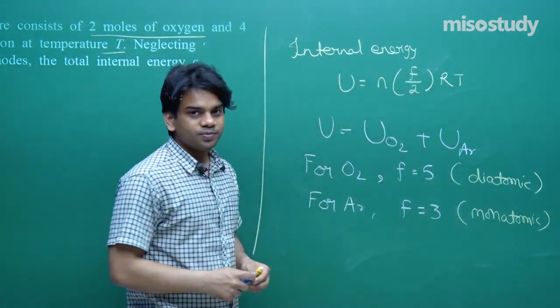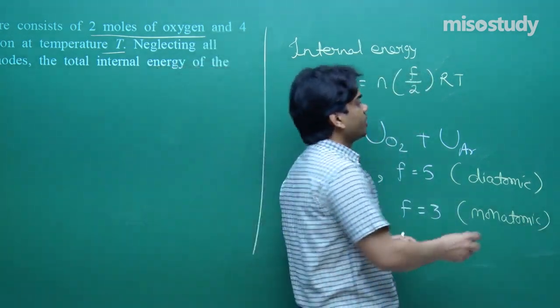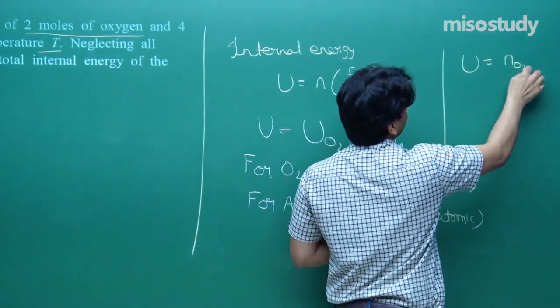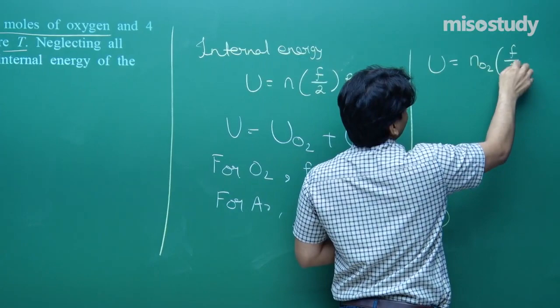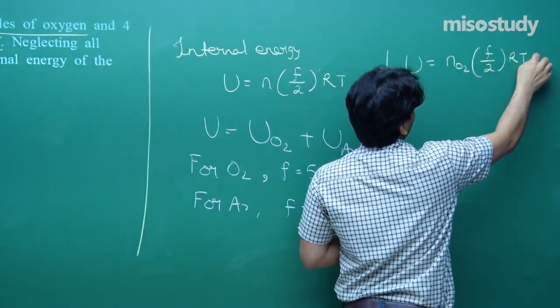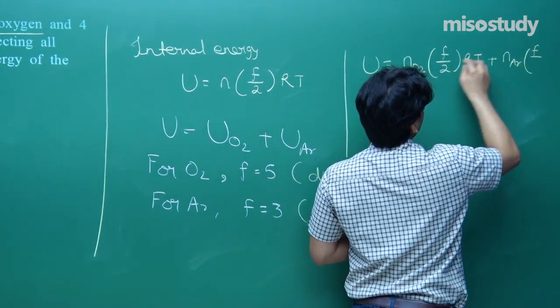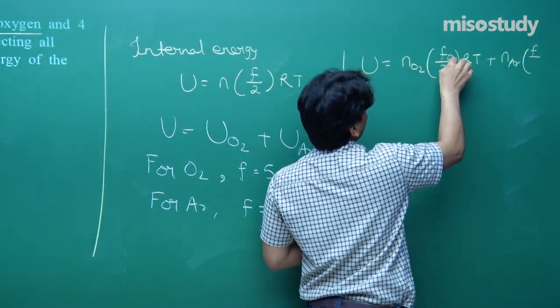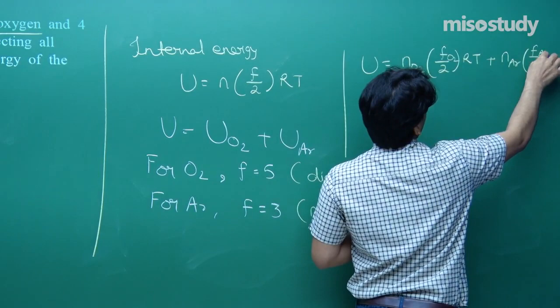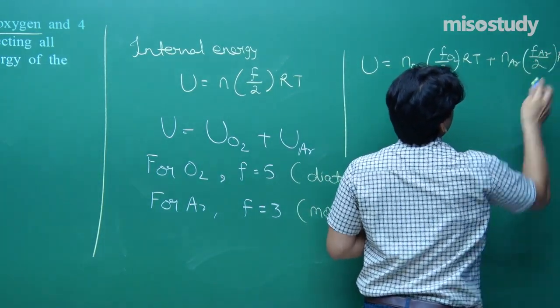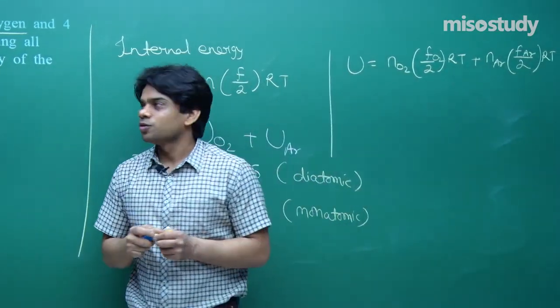Substitute all the values for N, F. Now here you see U will be equal to N of oxygen into F by 2 RT plus N of argon into F of argon by 2 RT. Let me write here oxygen as O2 and F for argon as F-Ar. Now let us put up the values for the number of moles.